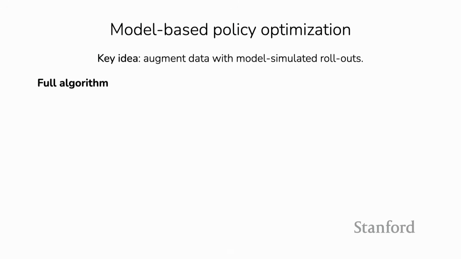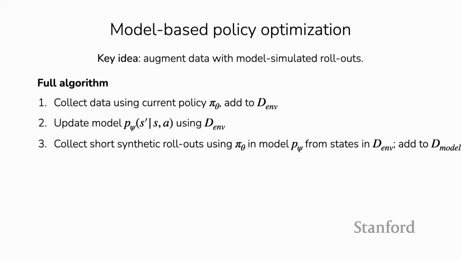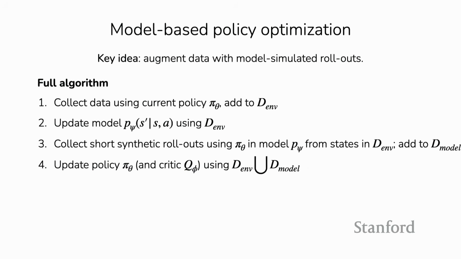Cool. So the algorithm on the slides: we collect data, we update our model. This model may also model rewards by trying to mimic the data from the environment. Then we will collect short rollouts using our model, starting from states in the real data, and then we'll update the policy and optionally also update any value function using the aggregated data.